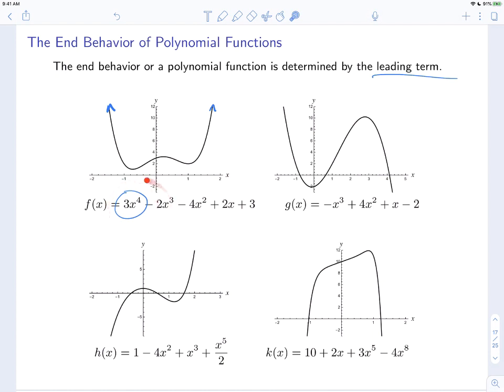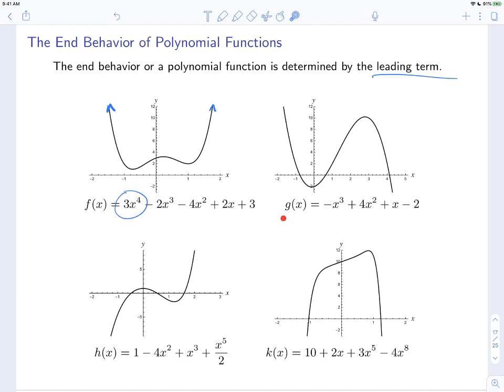The leading term is 3x to the 4. So that means it's above the x-axis, going off to infinity, as you can see here. On either side, it's going off to infinity. It's opening upwards. As x goes to the right, y is increasing to infinity, and as x goes to the left, y is increasing to infinity, just like it is for 3x to the 4.